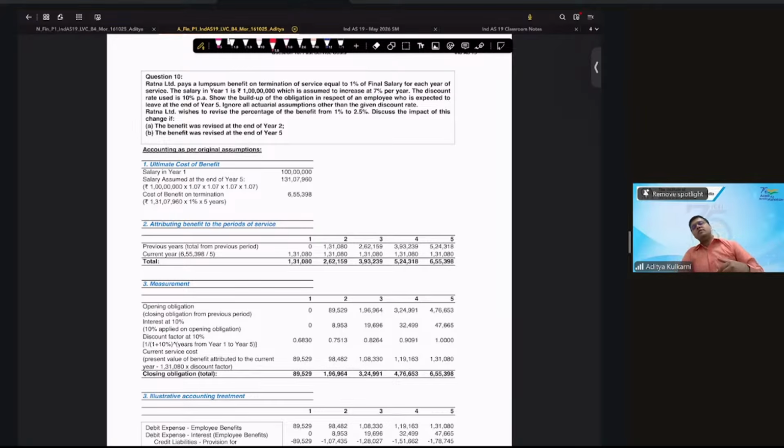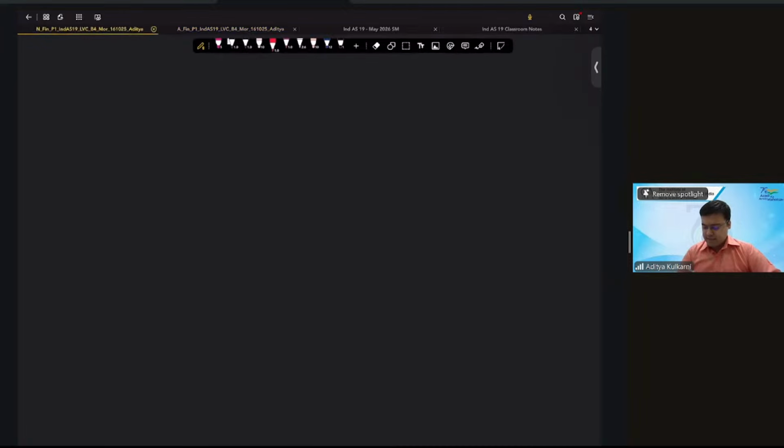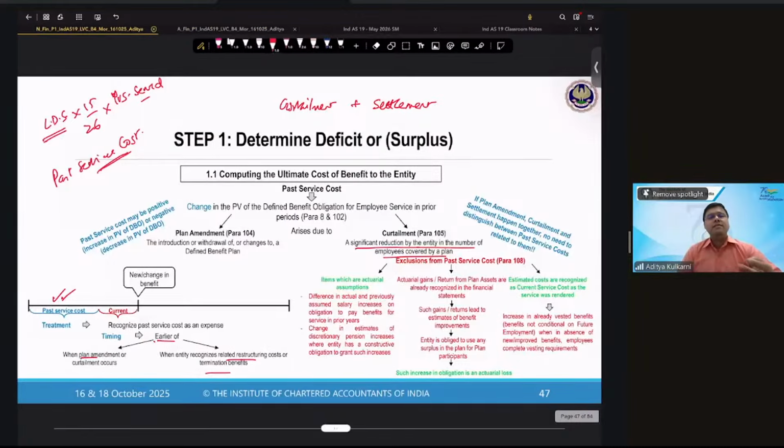We need to show the build-up in the service cost as well as the build-up that happens due to the time value involved. We ran through this with the help of an example also. And then we also saw what past service cost means in the last class, and what settlement or curtailment means, which we are now going to discuss in a little more detail. So this was broadly what we had covered.